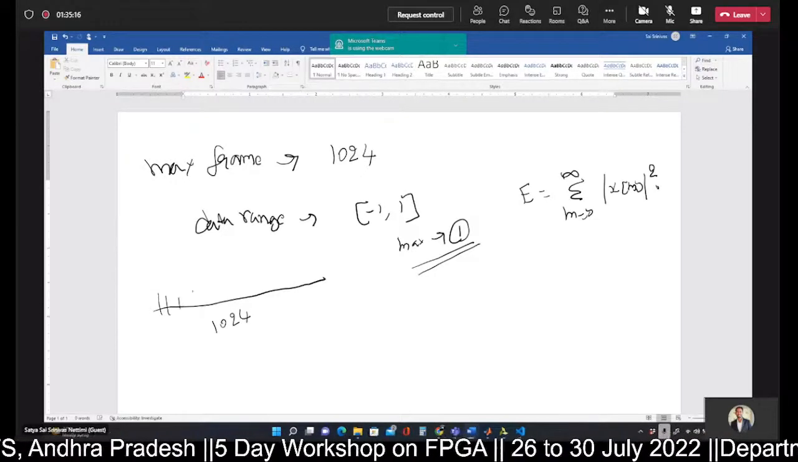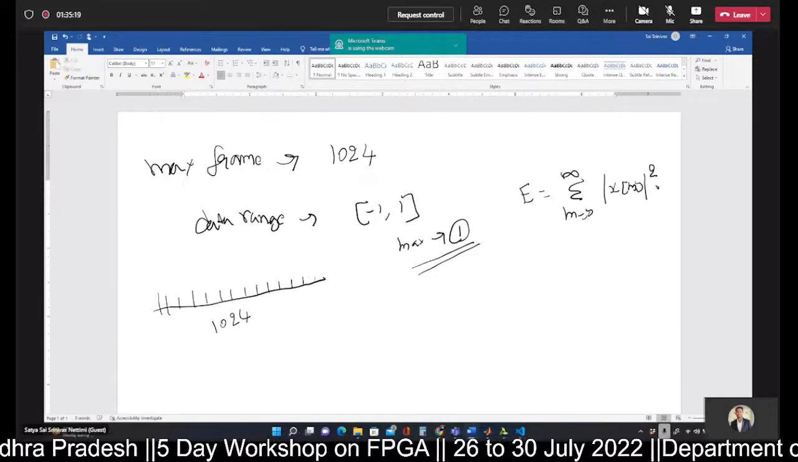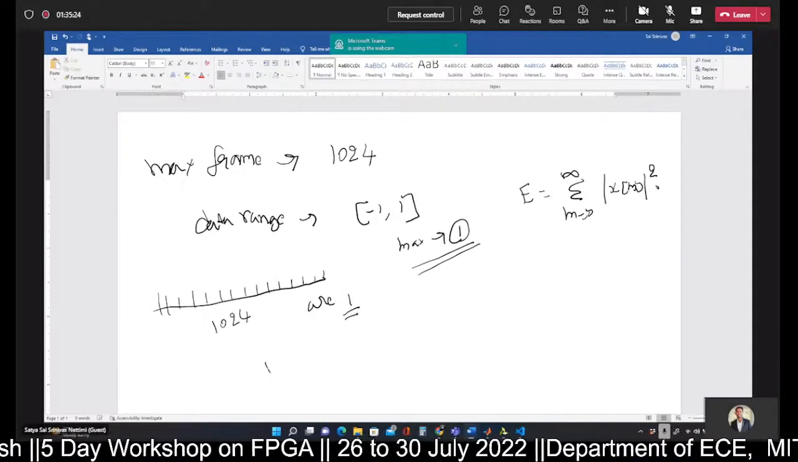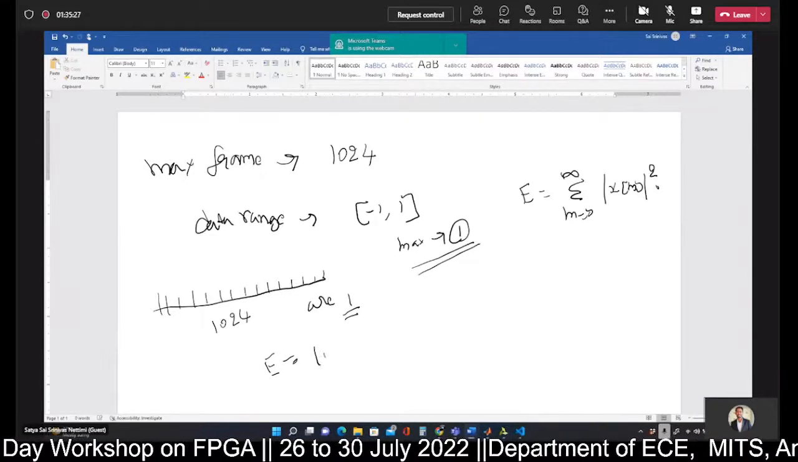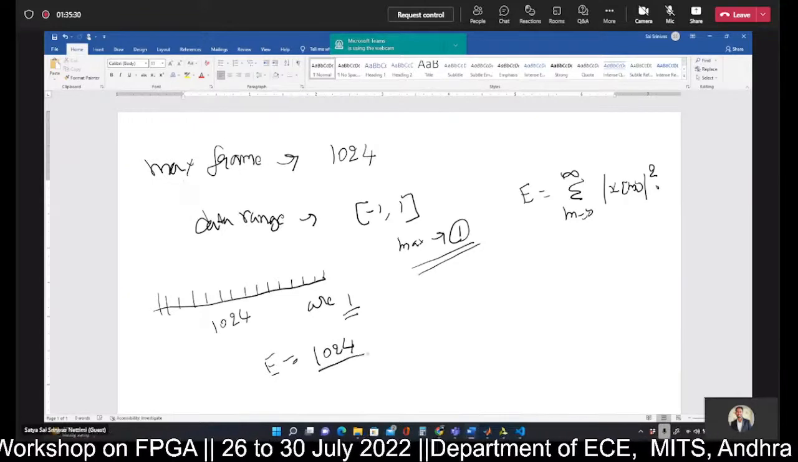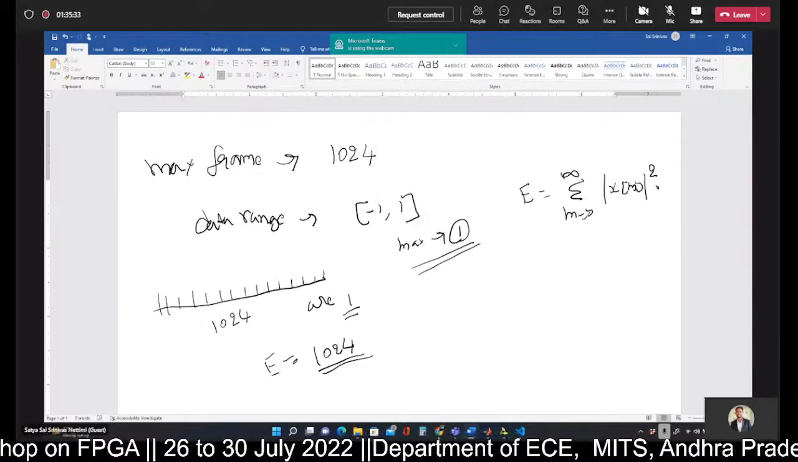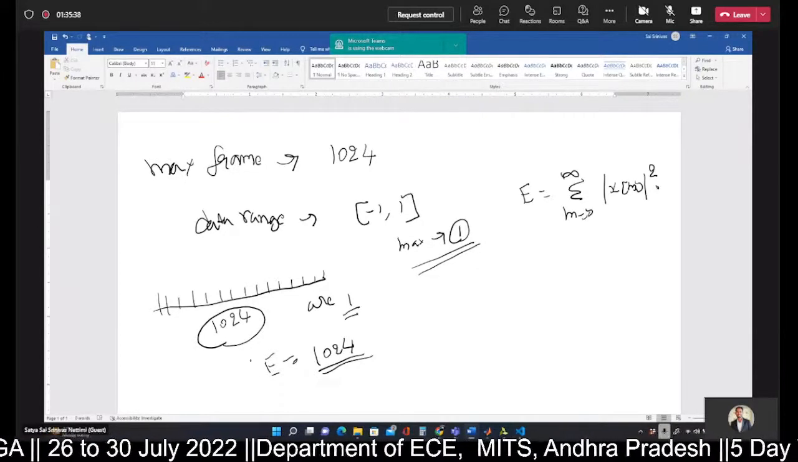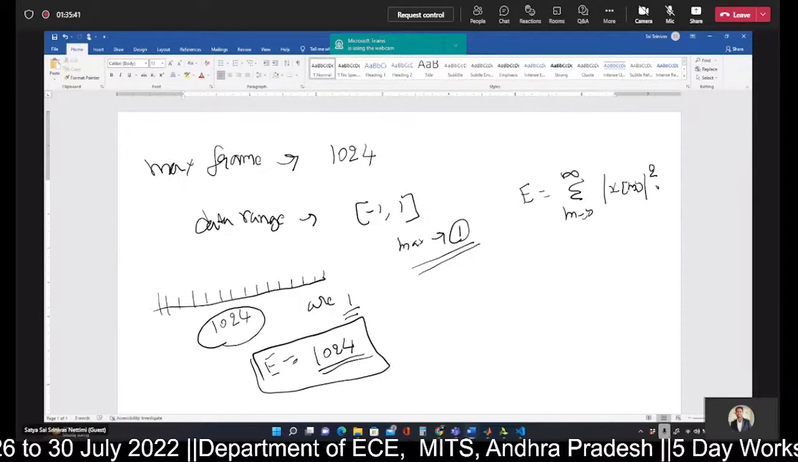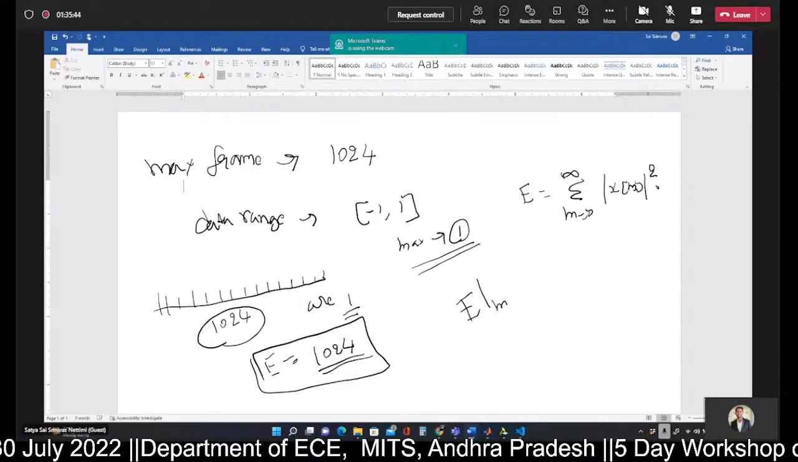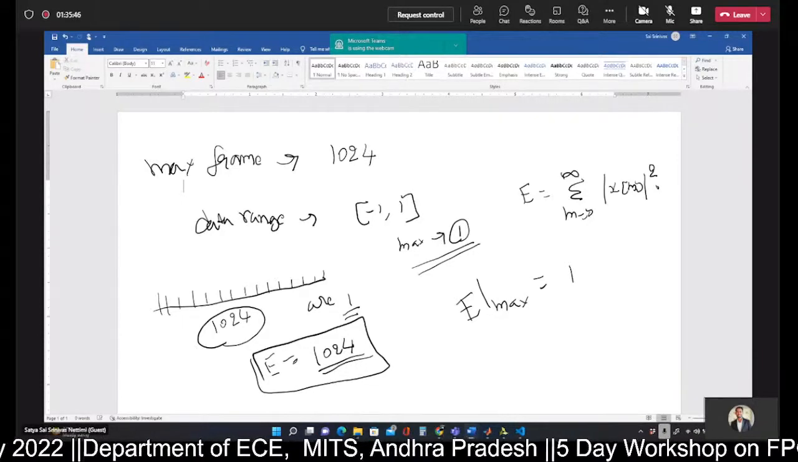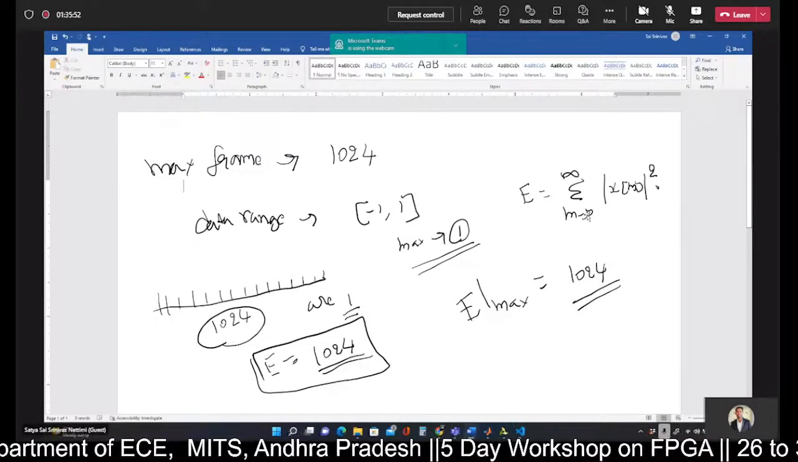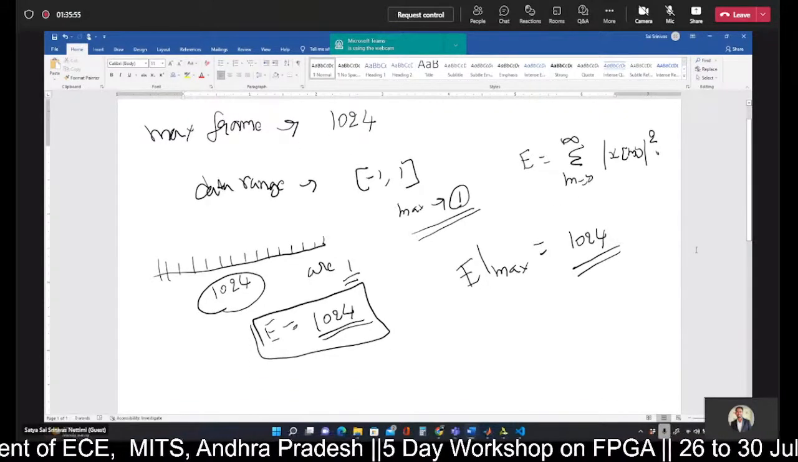Now if you assume that all these 1024 samples in one particular frame are 1, then what is the energy value? Again it is equal to 1024. Why? Because the square of 1 is 1, and the running sum of all ones for a frame size of 1024 is nothing but 1024. That means the maximum energy that you can calculate from a frame is 1024. Am I correct? You don't have any doubt regarding this, right?